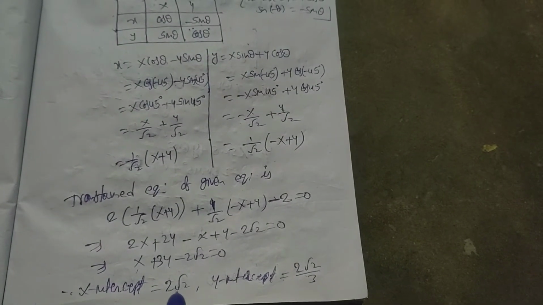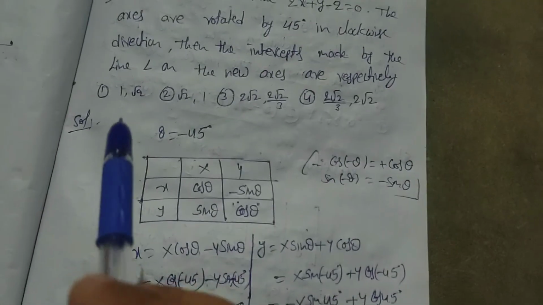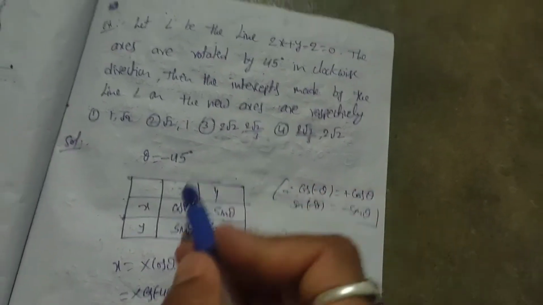So is there any option? x-intercept is 2 root 2 and y-intercept is 2 root 2 by 3. Yes. So 2 root 2, 2 root 2 by 3. That is third option. Okay.